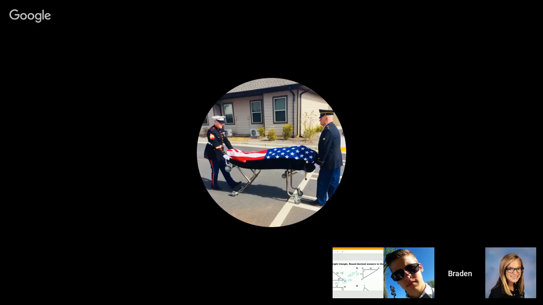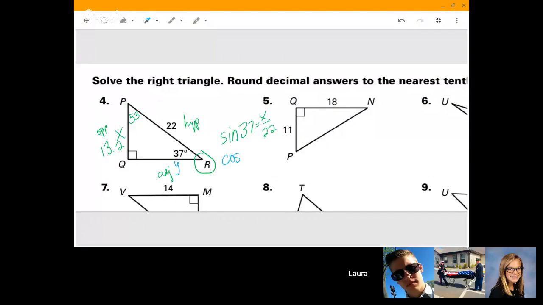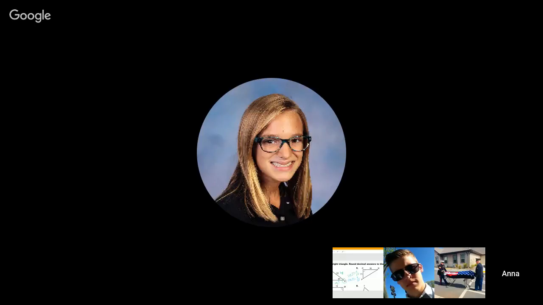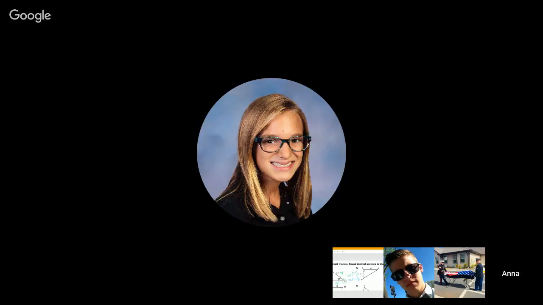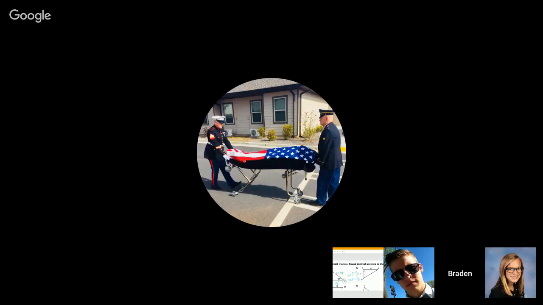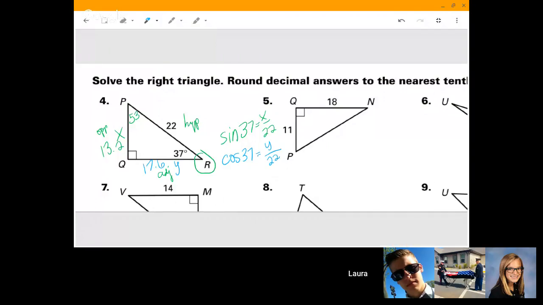So cosine of angle R, because if you're doing cosine, it's adjacent over hypotenuse. So y would be your adjacent. Your hypotenuse is still 22. So then you'd put that in your calculator. And what'd you get? One second, I'm typing it in. I got 17.6. Yeah. So now you have solved the right triangle. You have all three sides and all three angles.